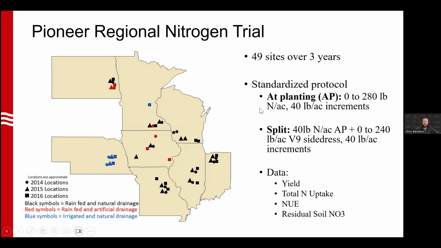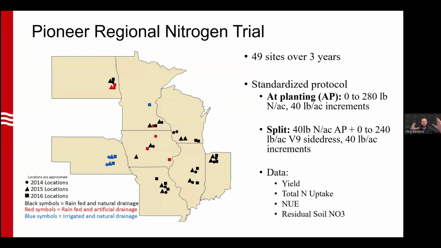The first was everything applied at planting. So we had rates from 0 up to 280 pounds of nitrogen per acre applied at planting in 40-pound increments. And then we had a split set of treatments where we put 40 pounds down at planting and applied the remainder, again up to a total of 280 pounds, at V9, which I recognize might be a little late for what we're used to up here in Wisconsin.